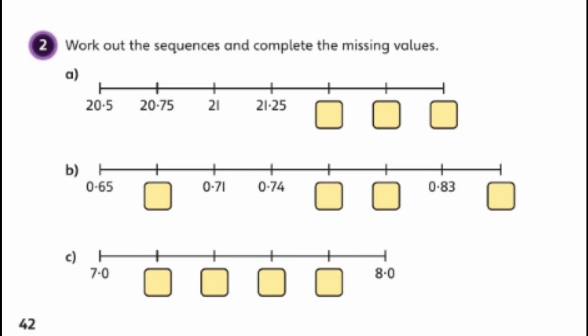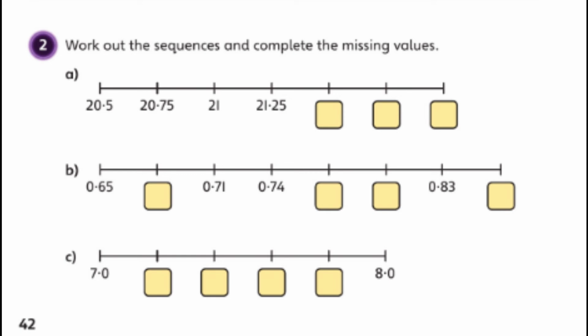All right, before you start your independent work, I would like for you to do number 2 from the Think Together portion of the textbook. It says, work out the sequences and complete the missing values. So, for each of these number lines, you're going to need to find what the rule is, what is being added or subtracted for each step. Once you've found the rule, then you can find the missing numbers.